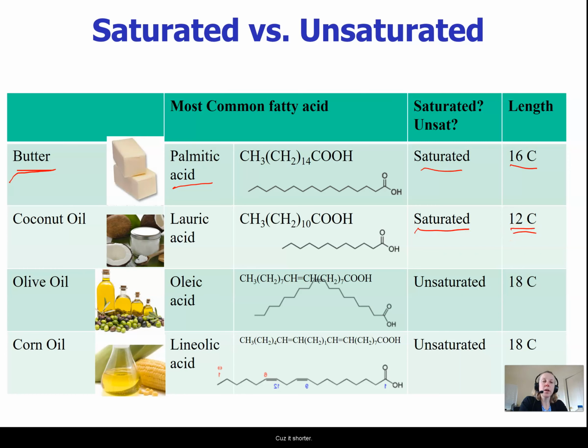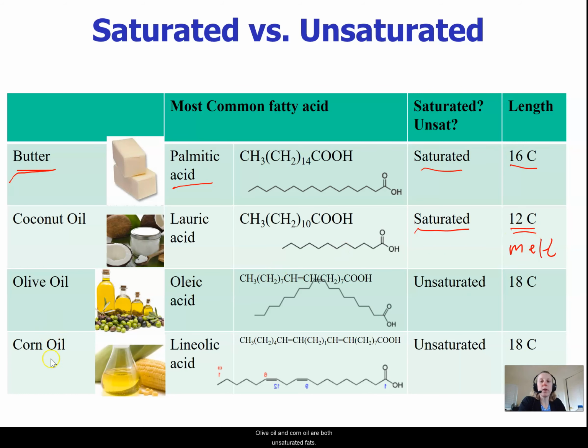Because it's shorter, when those fatty acids line up and start to pack, the shorter length of that fatty acid means that they don't stick together quite as well. There's a little bit less hydrophobic interaction holding them together, a little bit less van der Waals interaction holding them together. And so the coconut oil is going to melt at lower temperatures than the butter because they're shorter. All right, so I'm going to say melt right there.